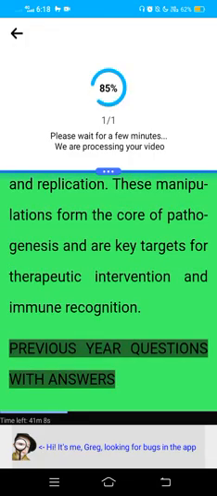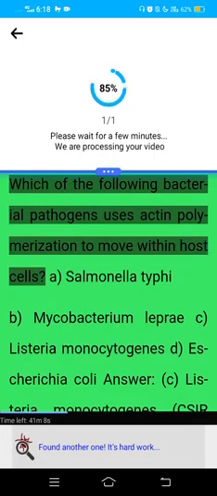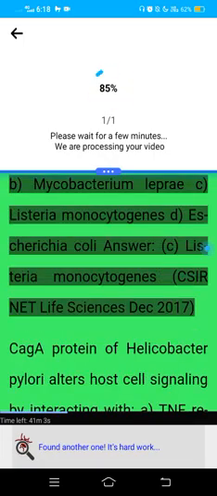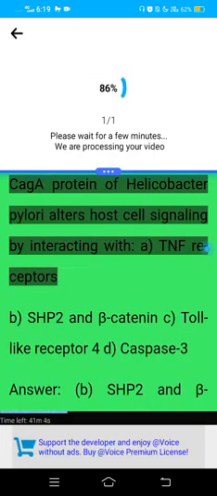Previous year questions with answers. Which of the following bacterial pathogens uses actin polymerization to move within host cells? A. Salmonella typhi. B. Mycobacterium leprae. C. Listeria monocytogenes. D. Escherichia coli. Answer: C. Listeria monocytogenes. CSIR NET Life Sciences, December 2017.